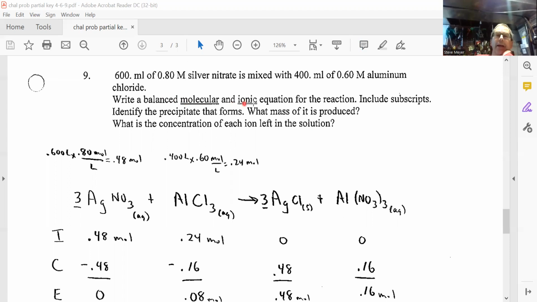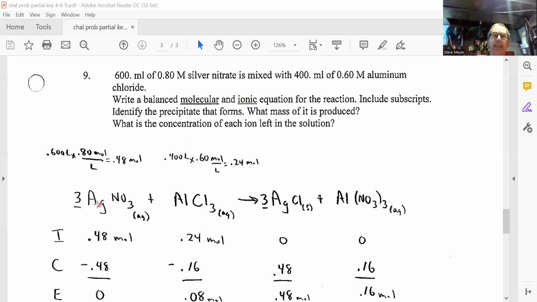And the ionic equation, if you understand what's going on and keep track of stuff, you certainly can write it out. But if you understand how ions work off the molecular equation, this really wouldn't be necessary to write the ionic equation. But let's take a look here.